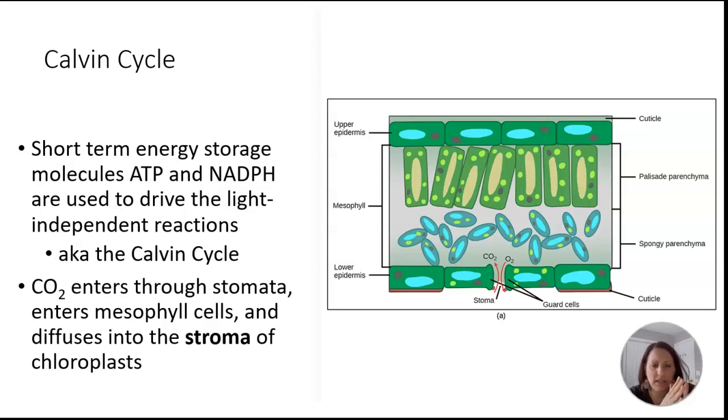Okay, and again, I want to just hit this home one more time. There needs to be a constant supply of CO2 in order to drive the Calvin cycle. Without it, photosynthesis doesn't work. Okay.